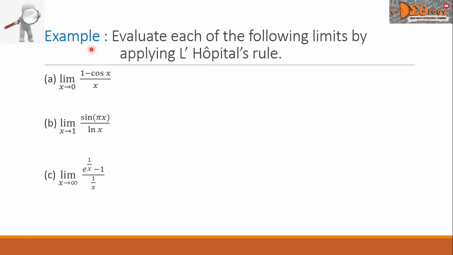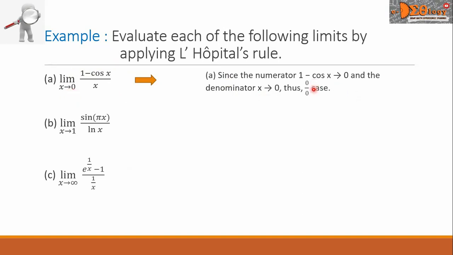Let us see this example. Evaluate each of the following limits by applying L'Hôpital's rule. We have three sample problems here. Let's begin with A. We have the limit of (1 minus cosine x) over x as x approaches 0. We can see that the numerator 1 minus cosine x approaches 0 and the denominator x approaches 0 as x approaches 0.